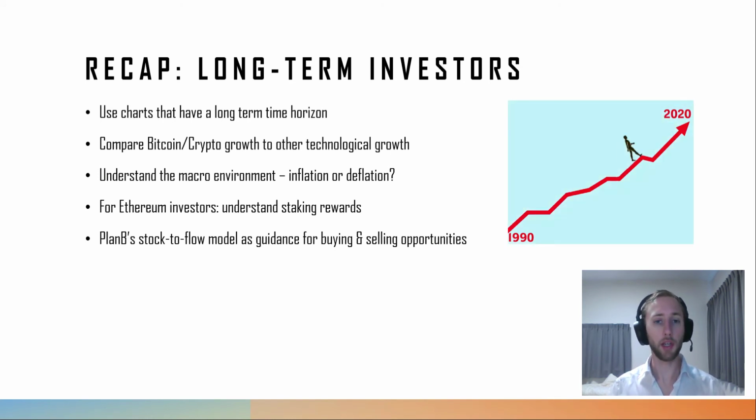Also, the macro environment is incredibly important. Bitcoin has been historically proven to do well during inflationary environments and do less well during deflationary environments. If you're an Ethereum investor, you want to keep an eye out on staking rewards because they may influence the amount of Ethereum you're expecting to generate over a longer period of time. And finally, if you want to get a little bit of a sense of timing, have a look at Plan B's stock-to-flow model. It'll give you a good sense of when good buying opportunities are in the relatively near term.